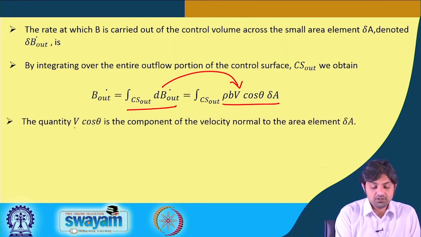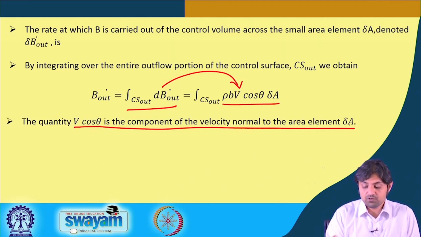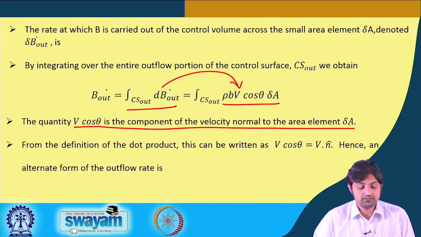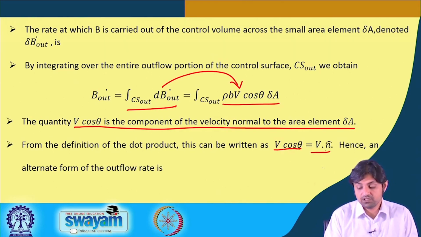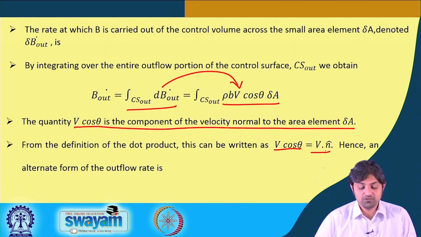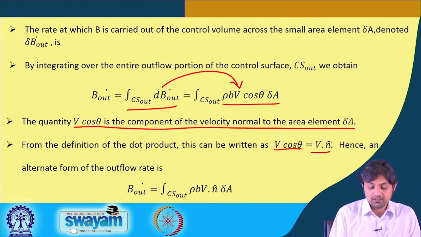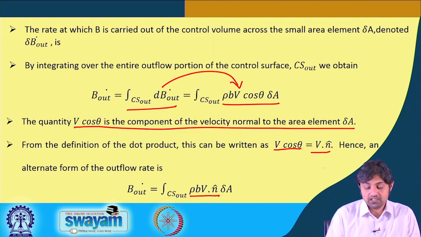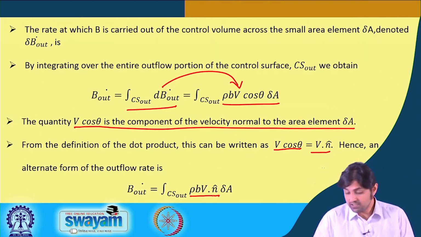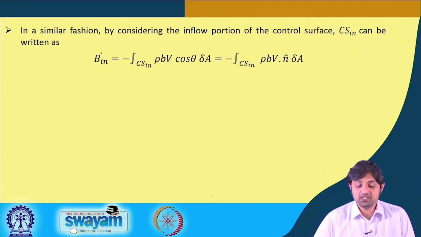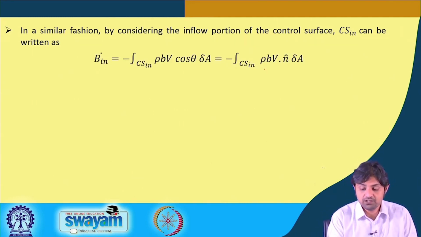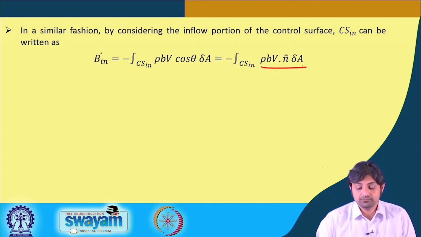The quantity V cos theta is the component of the velocity normal to the area element delta A. From the definition of the dot product, this can be written as V dot n. Hence, an alternate form of the outflow rate is rho B V dot n multiplied by delta A. In a similar fashion, by considering the inflow portion of the control surface, B in can be written with a negative sign as rho B V dot n dA.